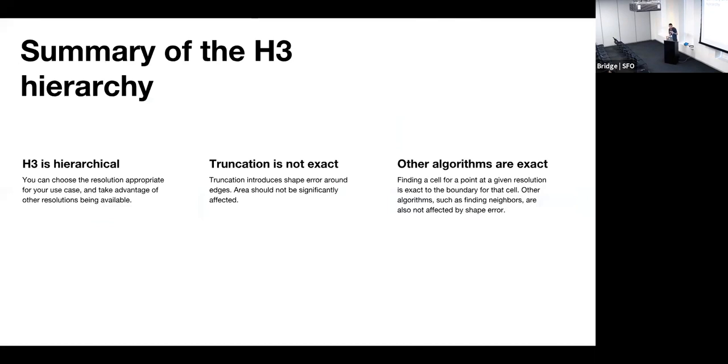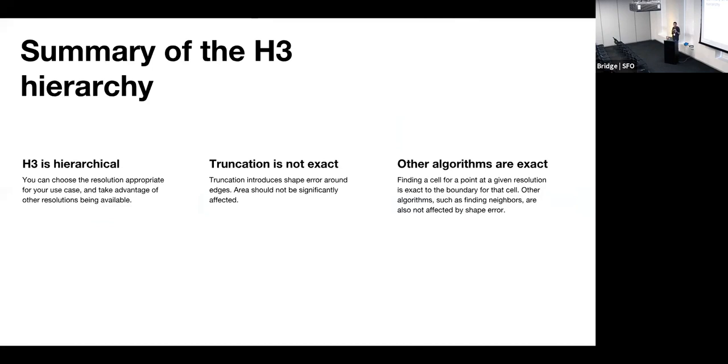And to summarize some of the things that we were talking about, H3 is a hierarchical grid system. So there are different resolutions of the H3 grid. There are 16 of them. And there are meaningful relationships between these different resolutions. They're built as subdivisions of the coarser resolution.